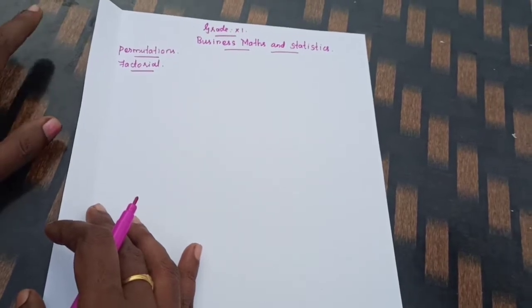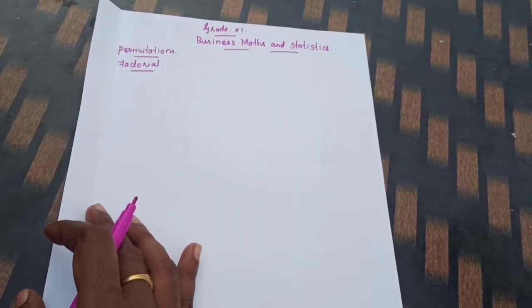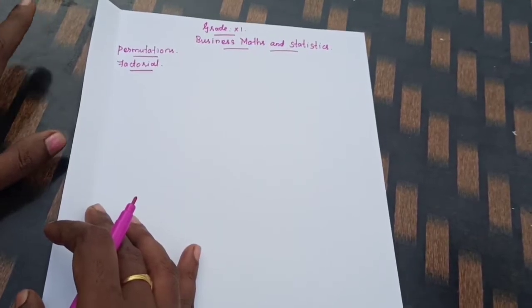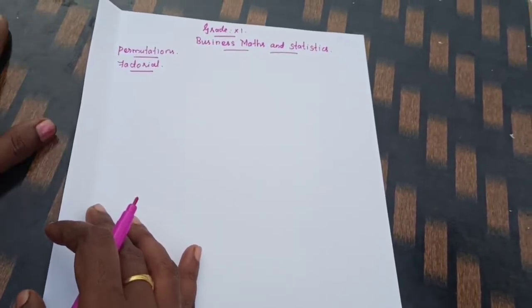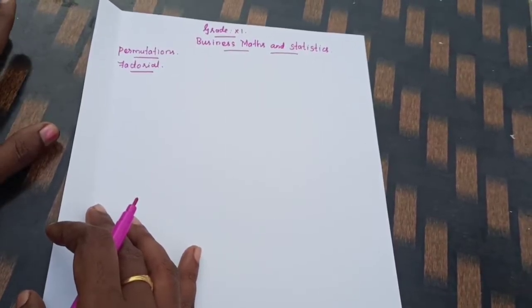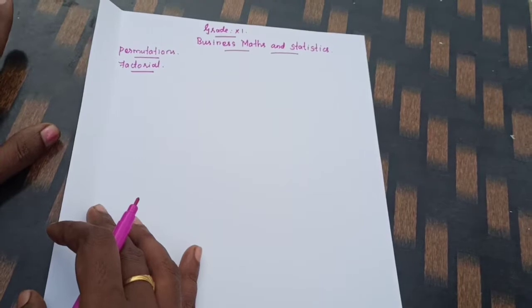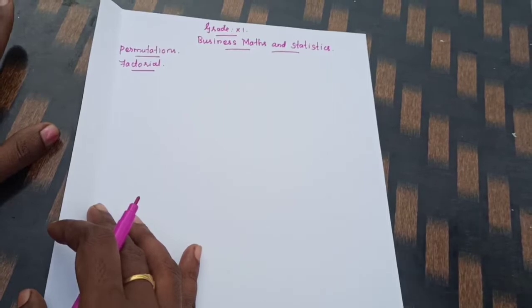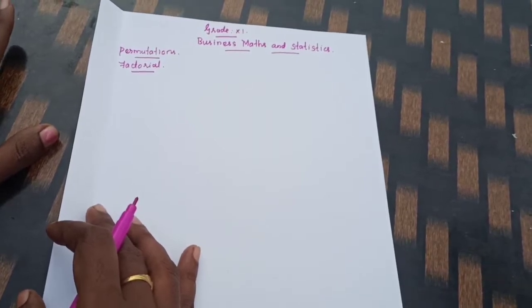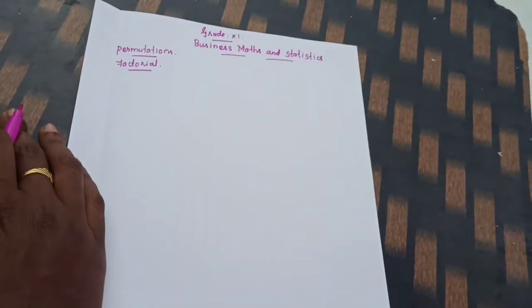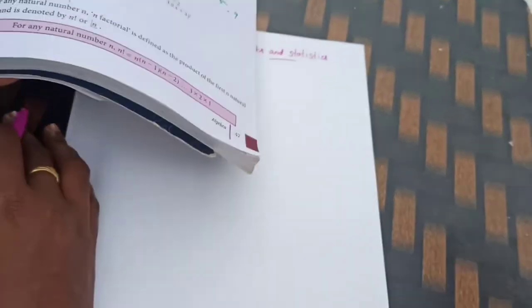First we are going to learn what factorial means. Have you heard what factorial means? Please students, all of you take out your books and turn to factorial. For any natural number n, factorial is defined as the product of the first n natural numbers and is denoted by n factorial. Another symbol is also given. I will explain it in the book itself.